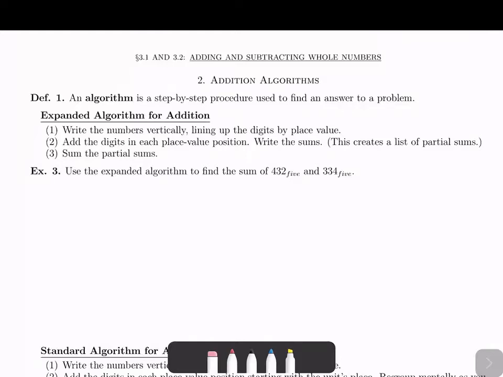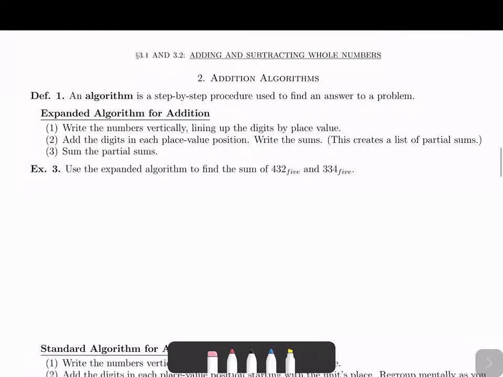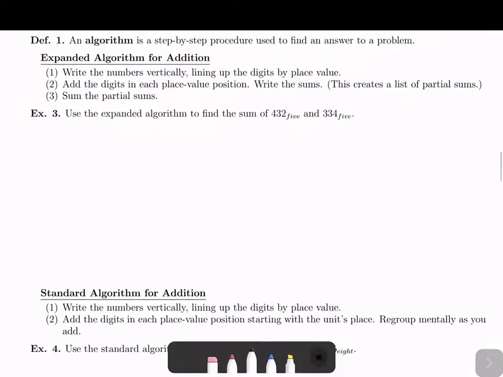This says to first write the numbers vertically, lining up the digits by place value. So we're going to take a 4 and a 3 and a 2, and this is base 5. Then we're going to take our 3 and our 4. This is also base 5. Okay, so we lined our digits up and we are adding them.